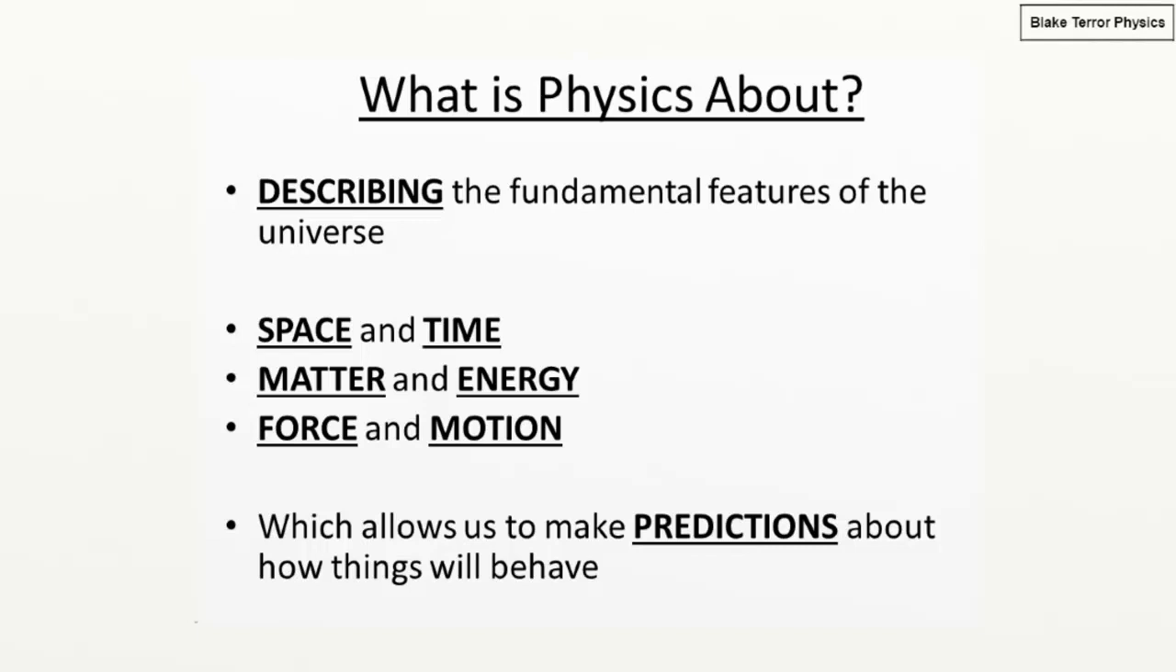Once we've described all of those, these descriptions have 2 main uses. One is just great to be able to describe all of this stuff because it's really interesting. Who wouldn't want to know how the universe works? There is value in just knowing, but there's also value in being able to use it to make predictions. If we can describe space, time, matter, energy, force, and motion, then we can predict how things will behave in different circumstances. And that is really useful.